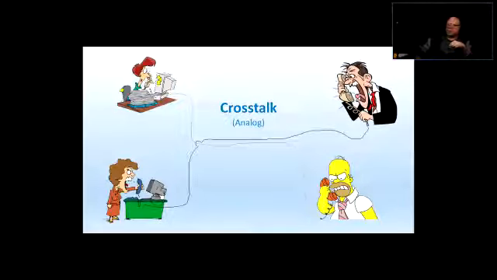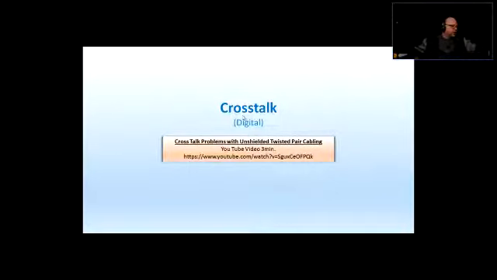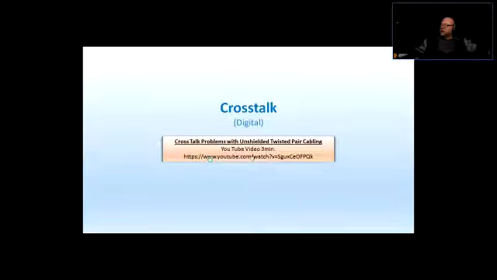Now, just because we don't hear that when we are using our telephones these days doesn't mean that crosstalk doesn't exist. Crosstalk in digital. There is a video: once you download this presentation, click on this link, and there's a demonstration of what happens when crosstalk happens in digital circuitry. I'm going to explain this to you.